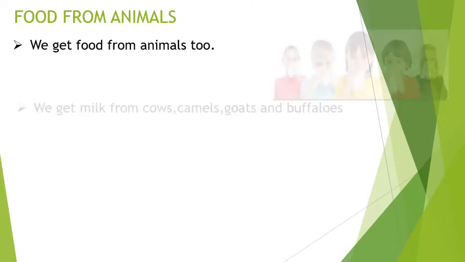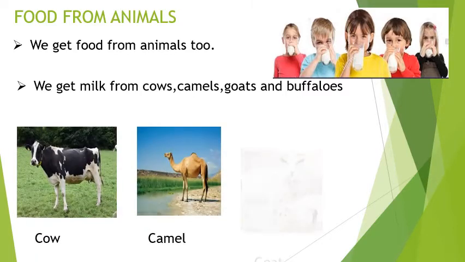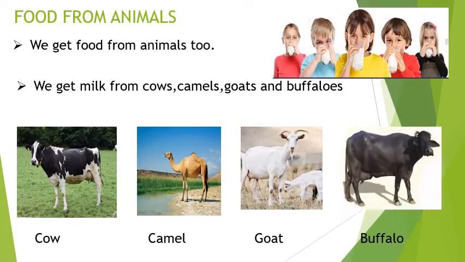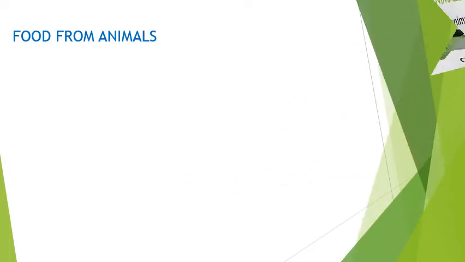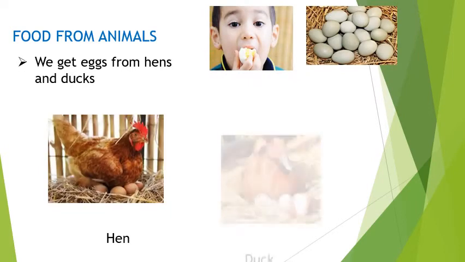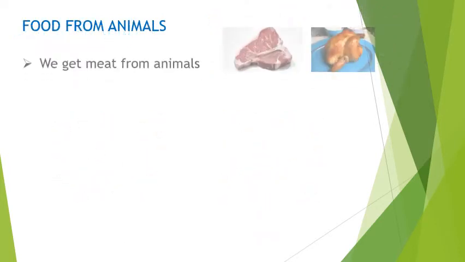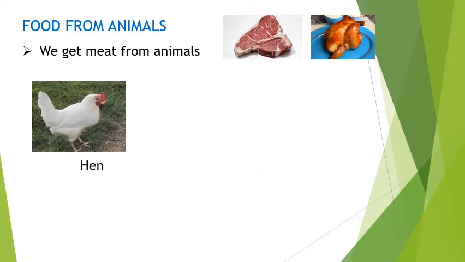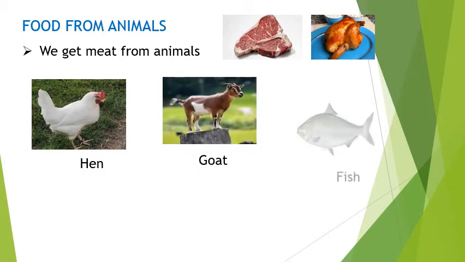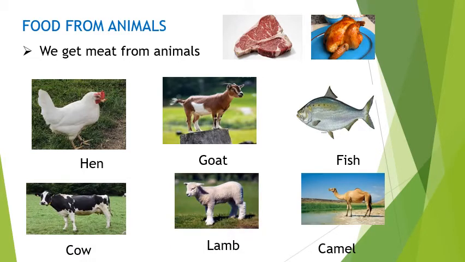Now we get food from animals too. We get milk from cow, camel, goat and buffalo. Now we get eggs from hens and ducks. We get meat from animals. Let us see some examples. Hen, goat, fish, cow, lamb and camel.